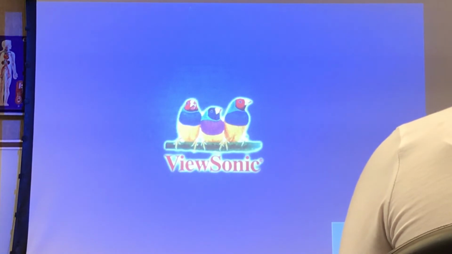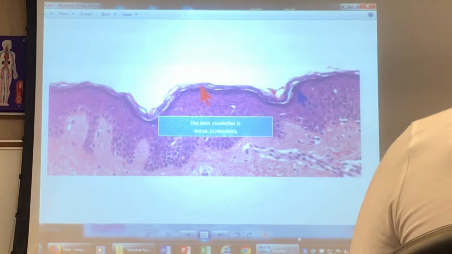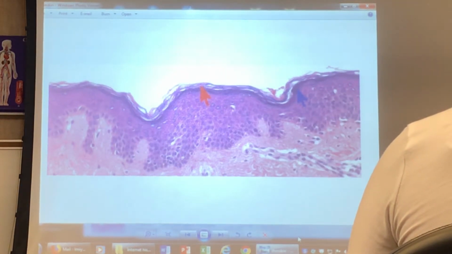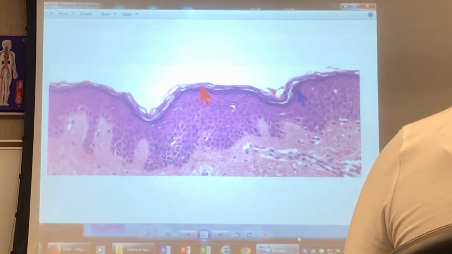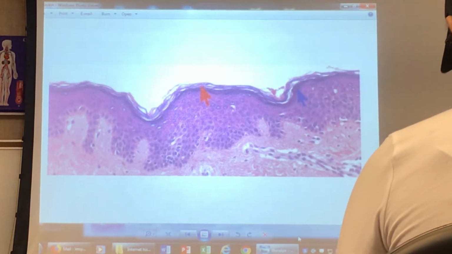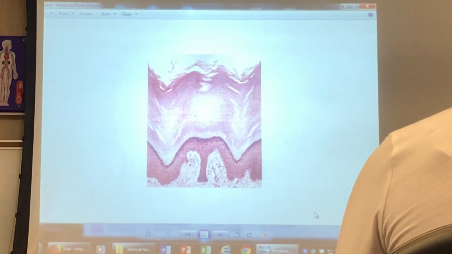What is the name of the layer the blue arrow's pointing at? Blue arrow, stratum granulosum. It's the dark stained layer in the middle of the epidermis, but this is thin skin. All the layers are thinner, but especially stratum corneum, which is the red arrow. Look how much thinner stratum corneum is here versus here. Look how thick stratum corneum is here on thick skin.